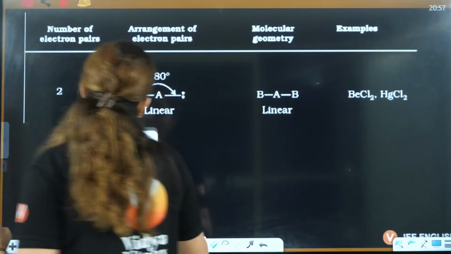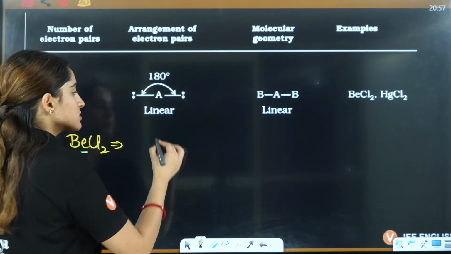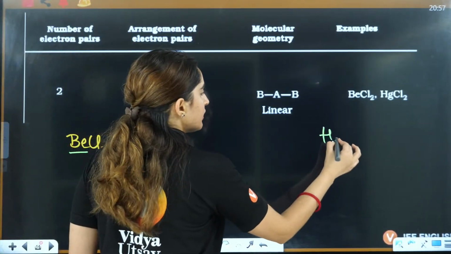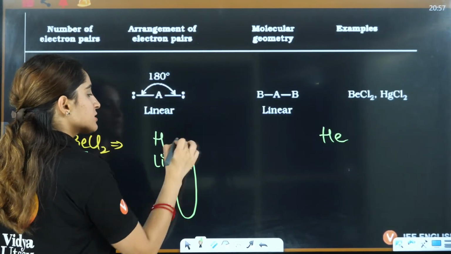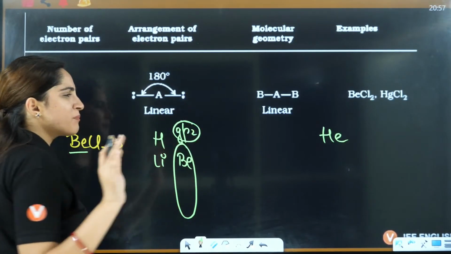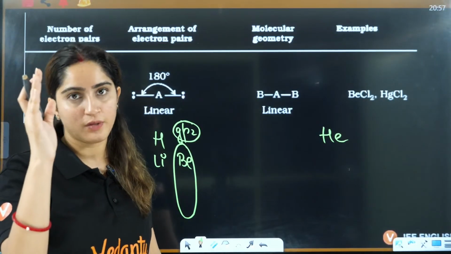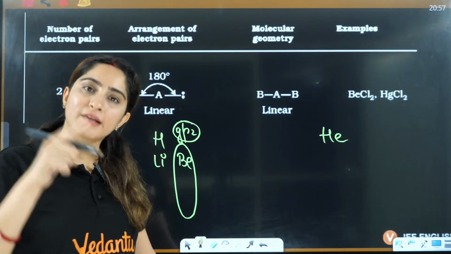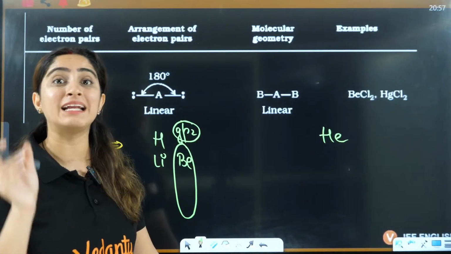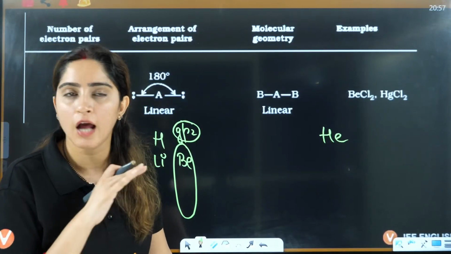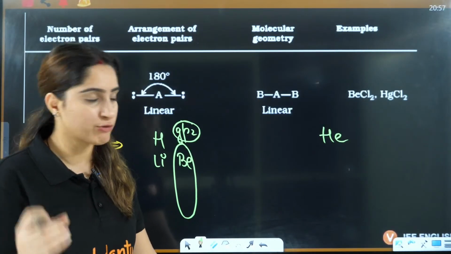Now in the periodic table, beryllium belongs to which part? Hydrogen, helium, lithium, beryllium. Is it belonging to group 2? Just remember this, it's a shortcut method. Just remember the group. You can also calculate the steric number and then answer the hybridization. The answer will be the same. Here I am just giving you a simple direct method.